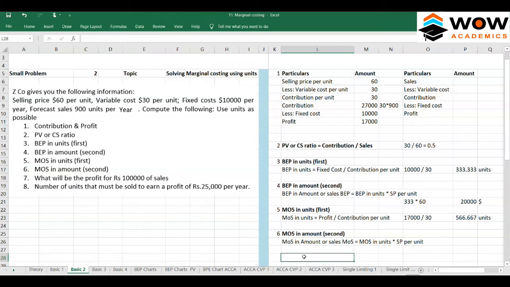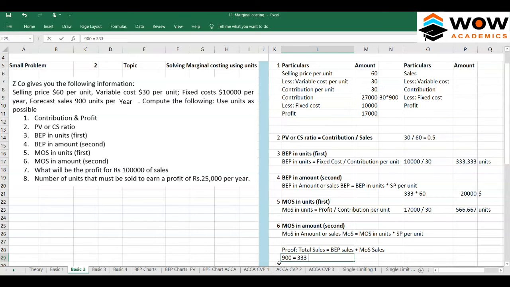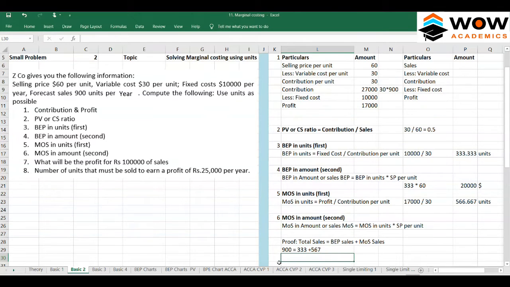If you want, you can also have a proof. Proof is total sales equals BEP sales plus MOS sales. Let's check whether it's correct. What's the total sales? Total sales in the sum is 900 units. So 900 is of two parts. One is 333 BEP sales and the other one is 567. Add both, you will get 900. So that's about the proof.